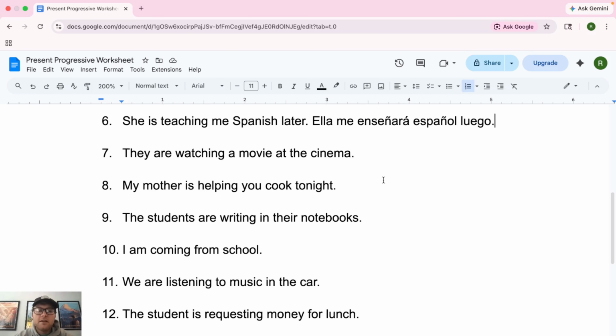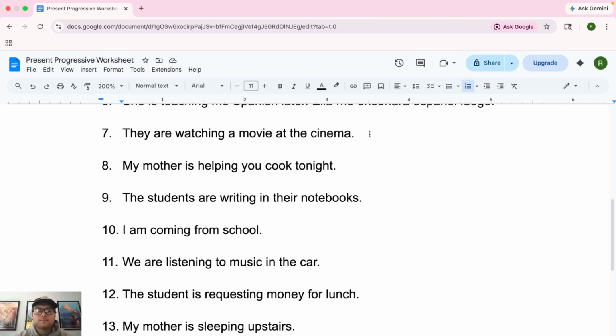All right, number seven, numero siete. They are watching a movie at the cinema. Okay, so the verb here is mirar, is to watch. So we have here ellos están mirando una película en el cine. Then están, yep, and película as well gets a tilde. So ellos están mirando. There's our ending, ando, yendo, ing.